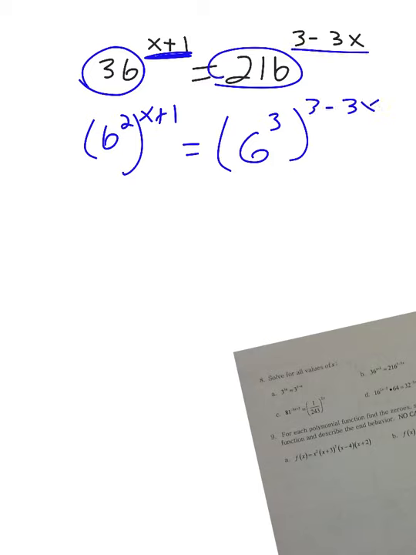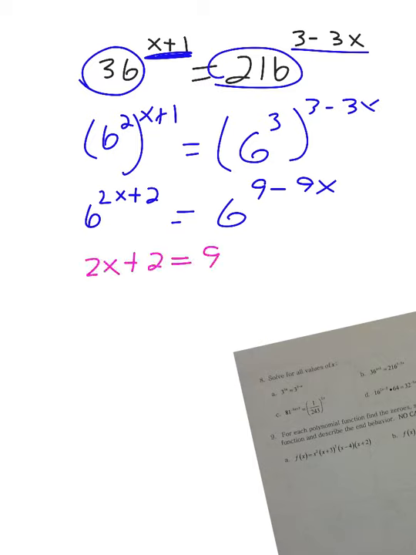So power to a power, you multiply the powers. So it's 6 to the 2x plus 2 equals 6 to the 9 minus 9x. Now you take the exponents, set them equal to each other since they have the same base, and you solve it. So I get 11x is equal to 7. So then I get x is equal to 7/11. All right, so let's check it.